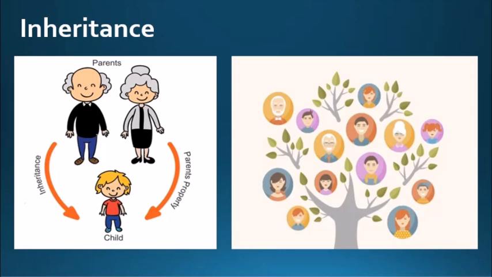If we talk about asexual reproduction, there might be minor variation. And if we talk about sexual reproduction, greater variation can be observed in the progeny.